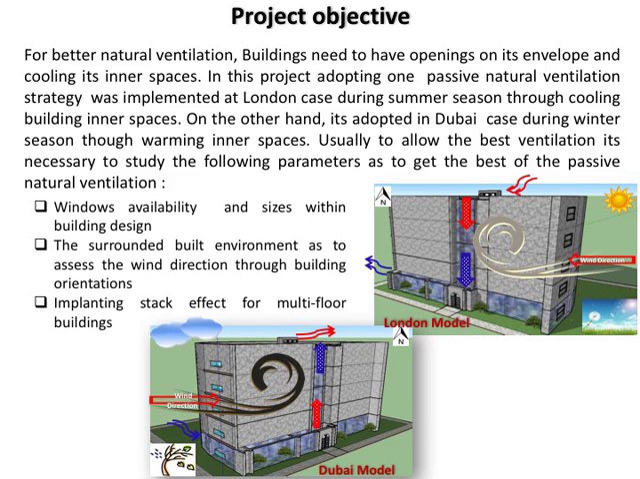Usually, to allow the best ventilation, it is necessary to study the following parameters to get the best of passive natural ventilation: window availability and sizes within the building design, the surrounding built environment to assess the wind direction through building orientations, and implementing the stack effect for multi-floor buildings.